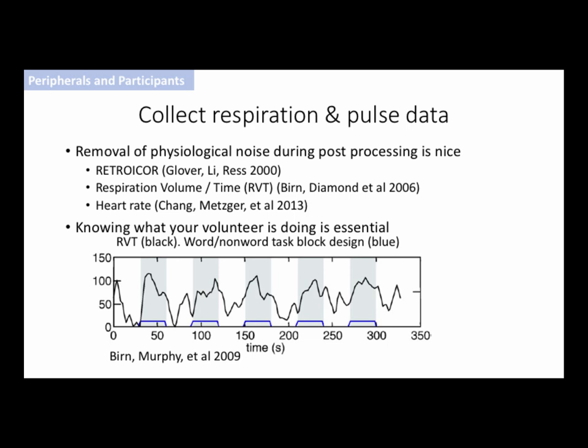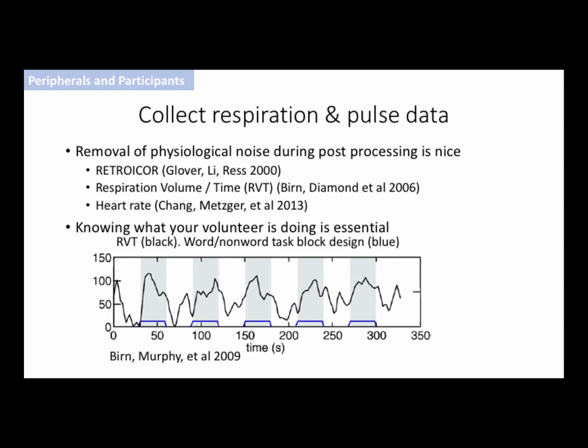So for respiration and pulse, my next bunch of slides have a consistent title because I want to drive this message home, which is collect respiration and pulse data. There are a lot of tools in post-processing, which some talks in this series might bring up, that help you remove respiration and pulse effects. There are methods called RETROICOR, respiration variation over time, heart rate variation. You can look all these up. These are ways to use respiration and cardiac traces to clean up your data in post-processing.